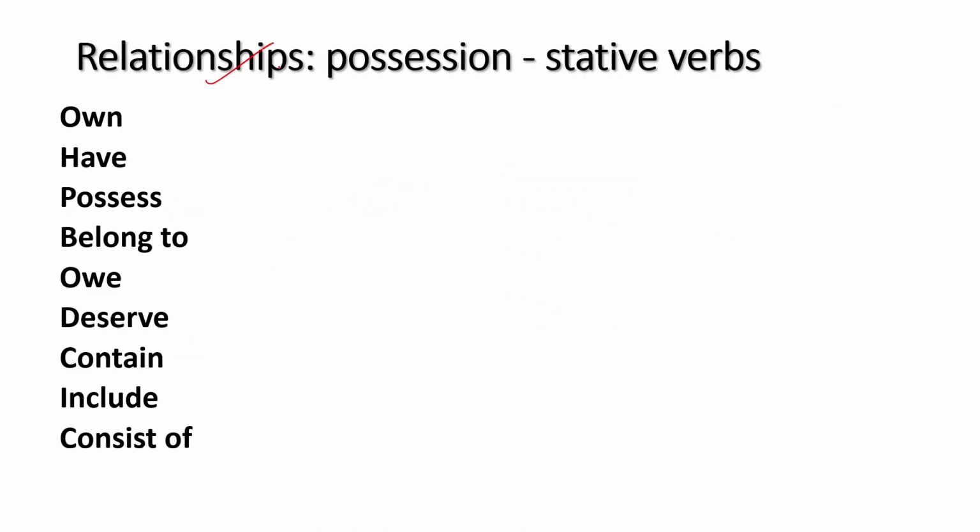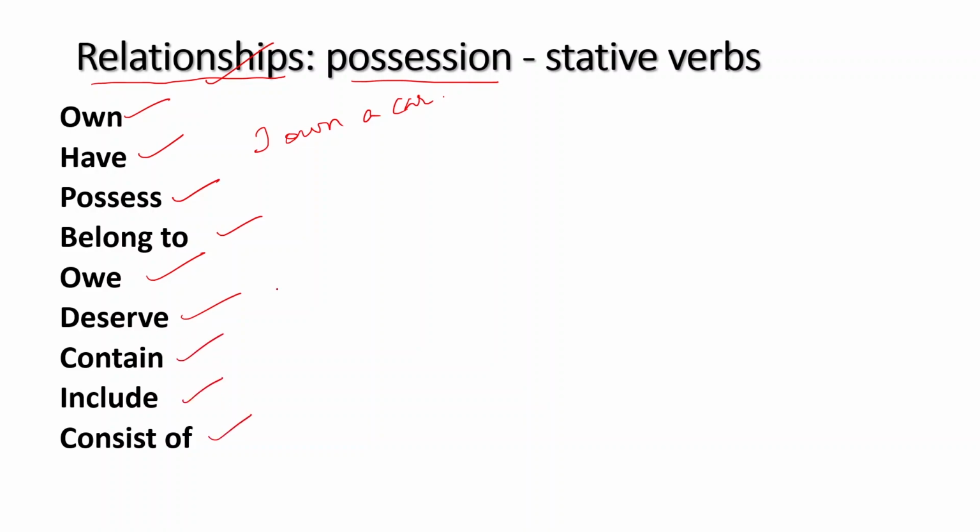Then stative verbs related with our relationships or possession. Own. Example, I own a car, not I am owning a car. That is wrong. Or have. They have a bungalow, not they are having a bungalow. Like possess, belong to, owe, deserve, contain, include, consist of. All these words. These are related with some relationship with the speaker, or we are talking about certain possessions.